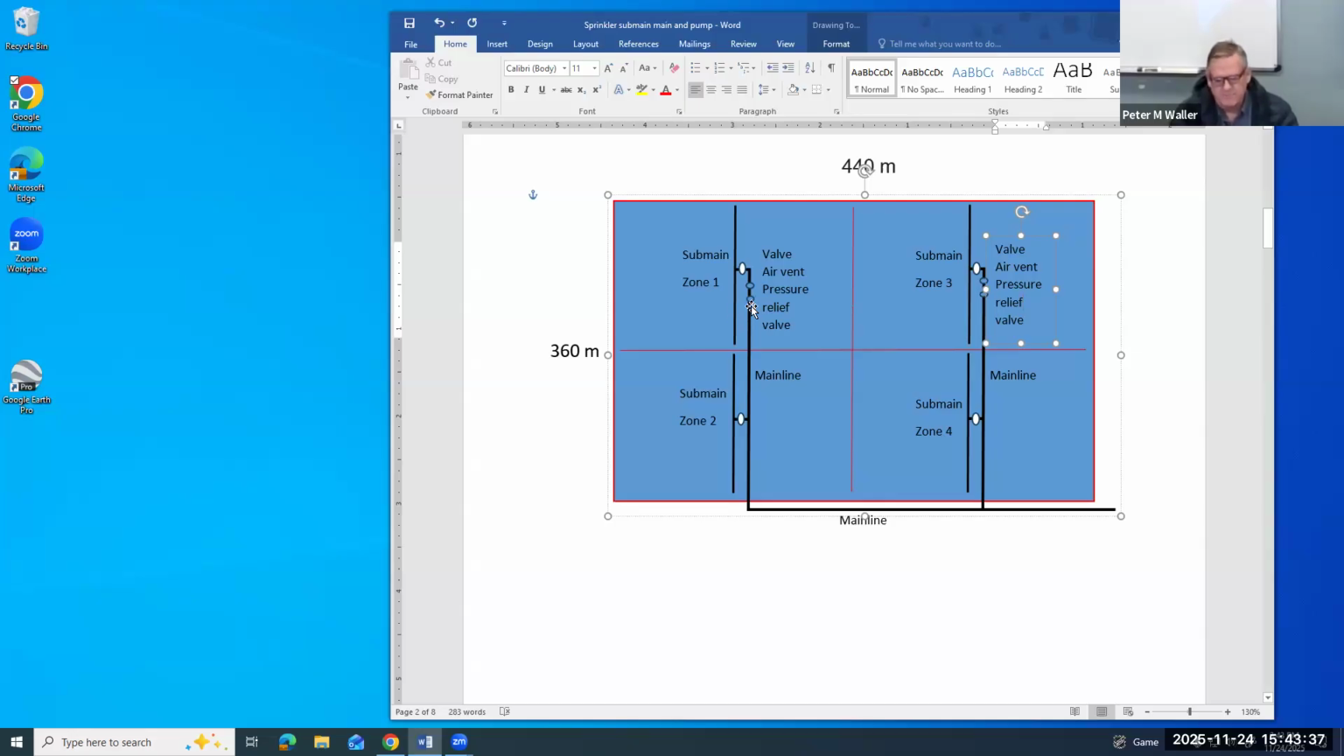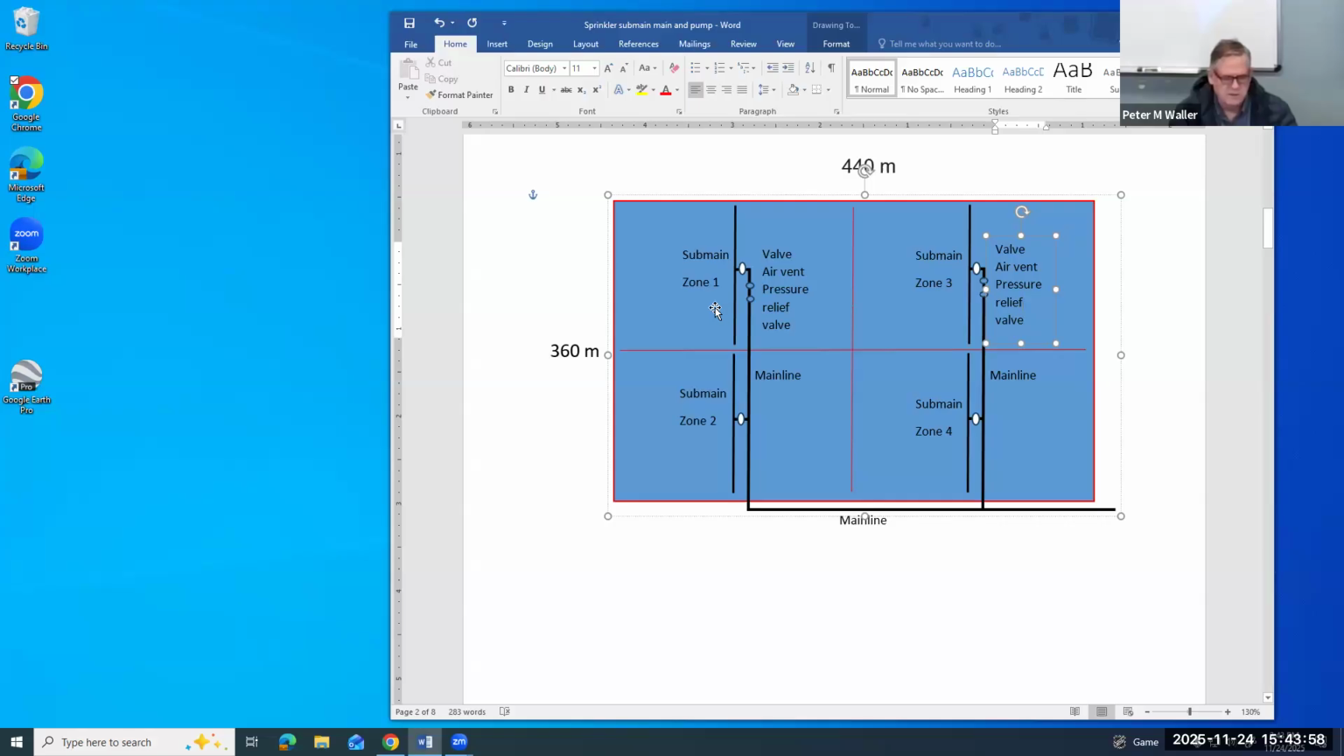Anyway, so we have a solenoid valve to control the flow. So we would have wires going back to the pump, or it might be by telemetry these days. And they would turn on the valve, or it would turn on the valve, and then that would allow the water to go to the submain and water the whole zone.